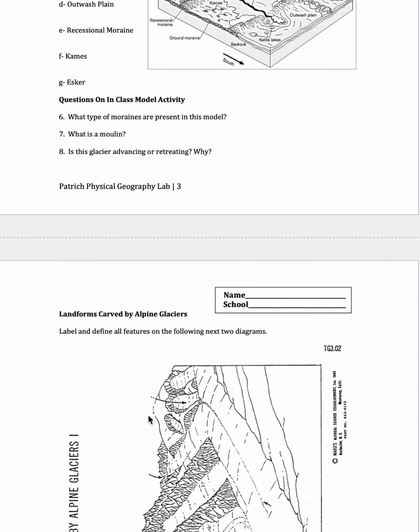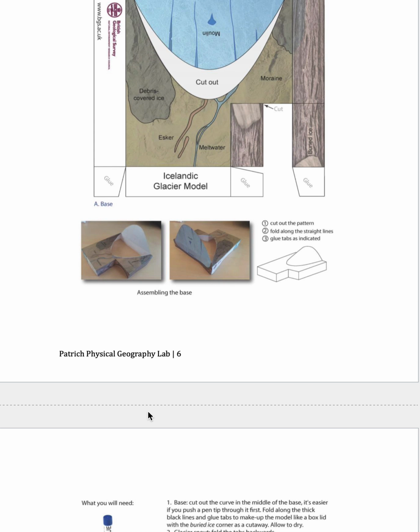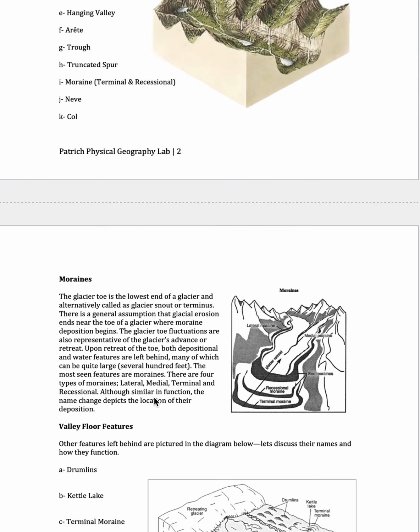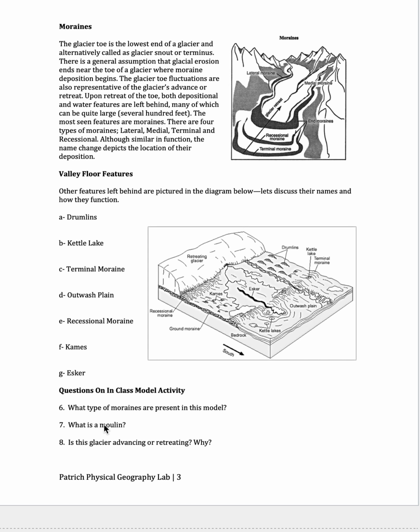The last one has you build a model at the end here. Very easy model. This is an Icelandic glacier model, which will allow you to answer these last three questions, 6, 7, and 8.